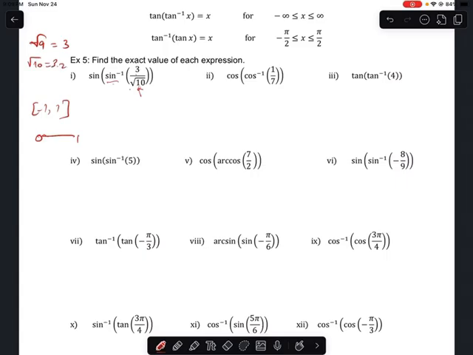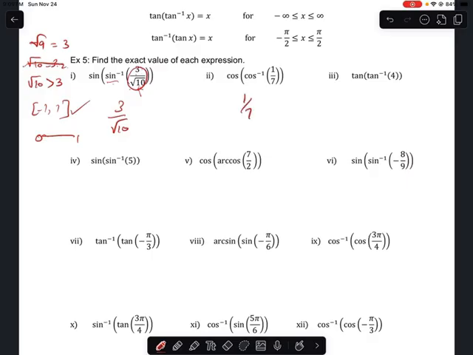Okay, so let's see how we can do these examples. The first one says find the exact value of each expression. Here this is sine inverse. The domain of sine inverse is, remember, negative 1 to 1. So this is our x. Does this fall in our domain? Is 3 over square root of 10 inside negative 1 and 1? This is a positive value, so it should be between 0 and 1.